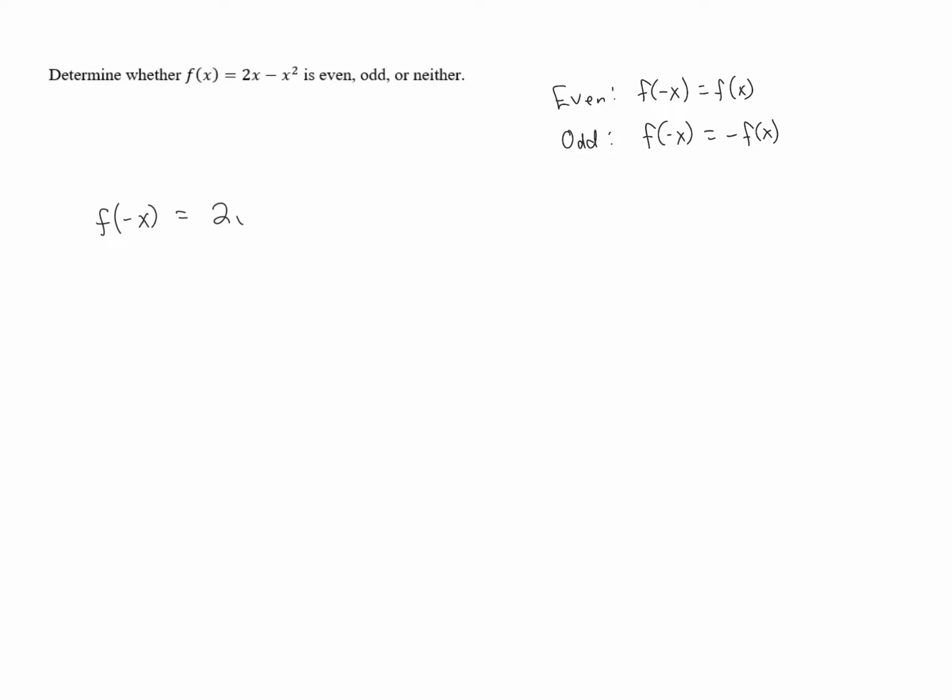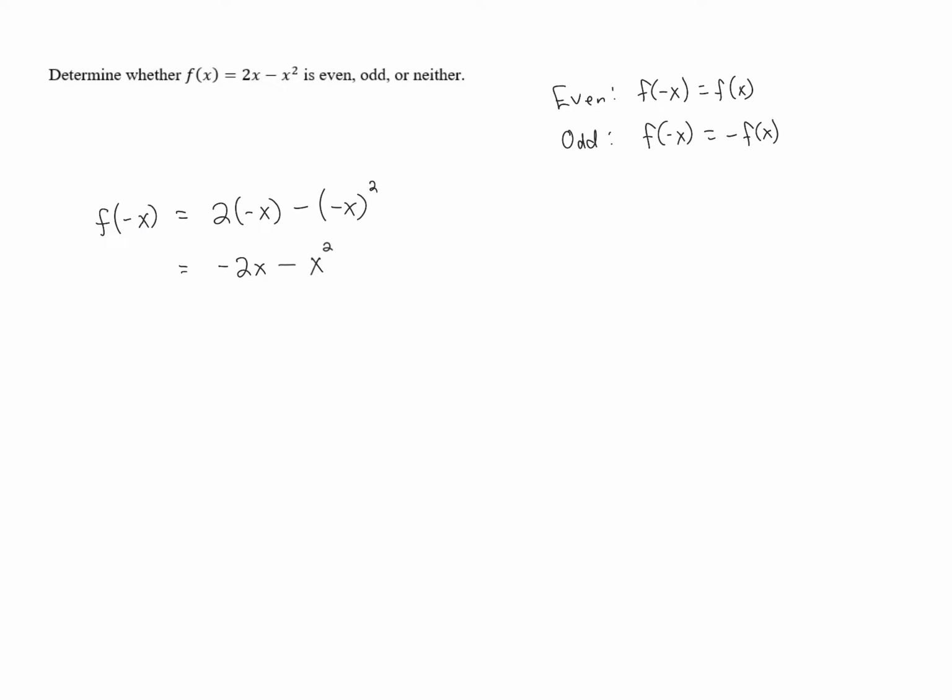That's going to be 2 times negative x minus negative x quantity squared. Now we know that 2 times negative x is negative 2x. And then when we take a negative and square it, the result is positive, but we also still have the subtraction sign. So it's still going to be minus, but the thing we're subtracting is just going to be x squared. Now this is not equal to the original function.